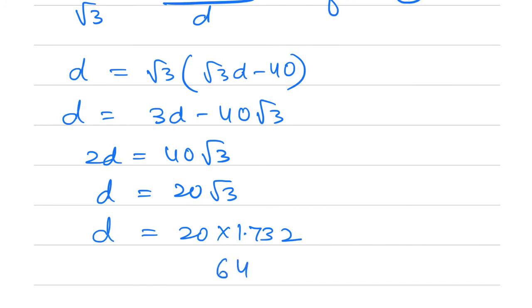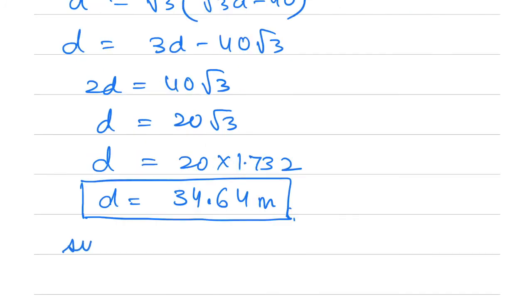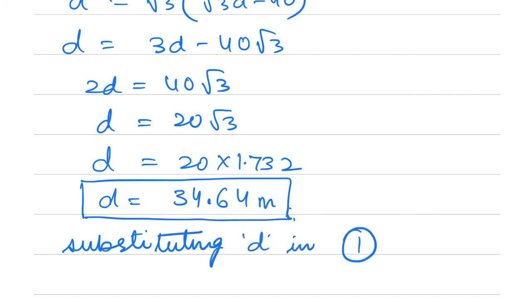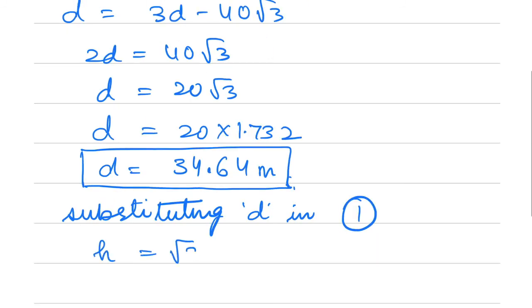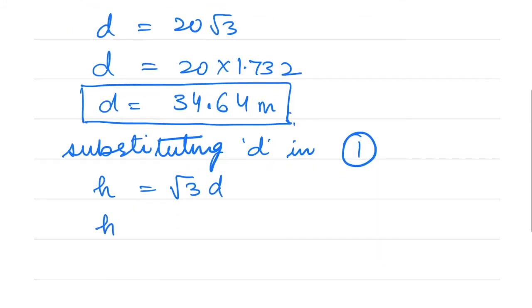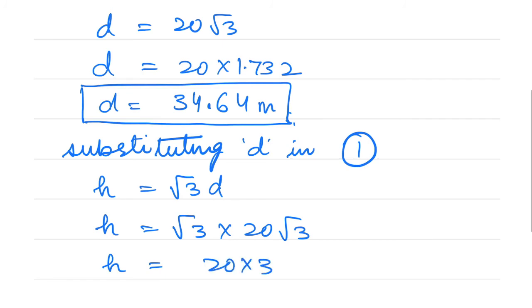We have 6 and 3, 4, and the decimal point is gone. So 34.64 meters. Substituting D in the first equation, h is equal to root 3D. So h is equal to root 3 into 20 root 3. So h is equal to 20 into 3. So this is equal to 60 meters.